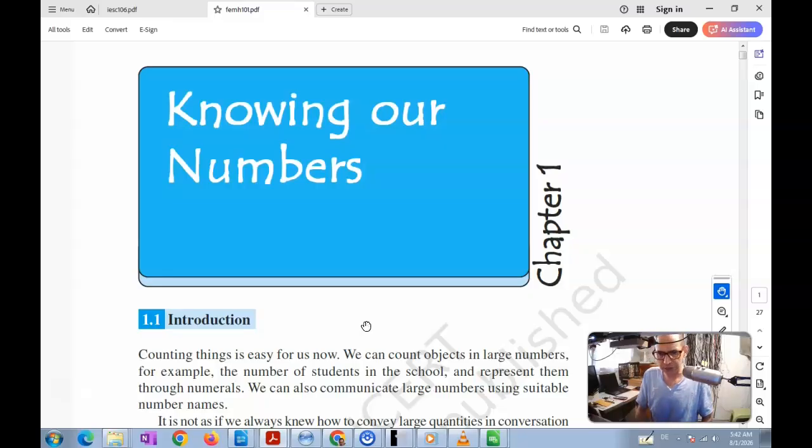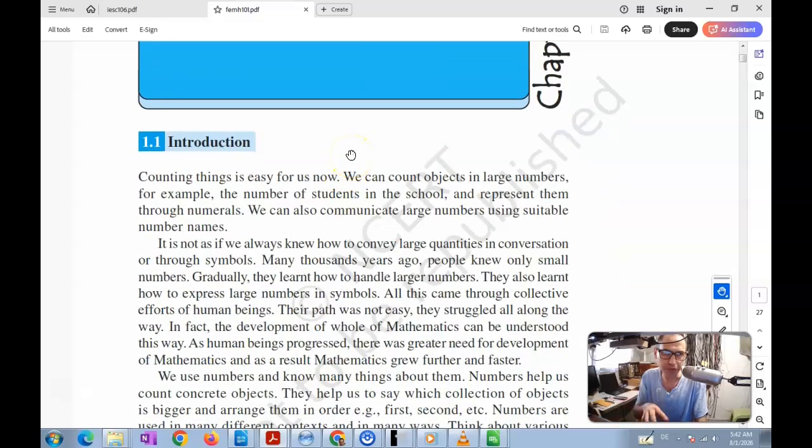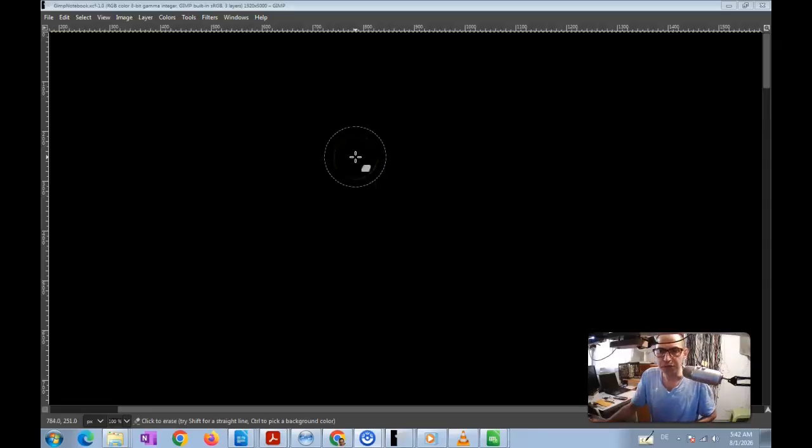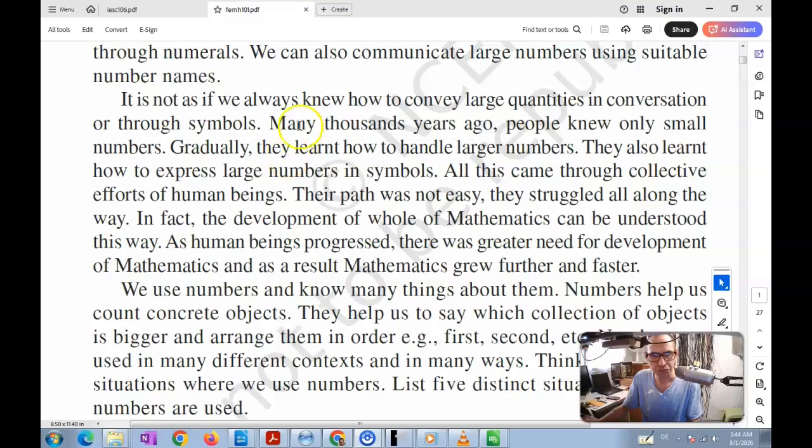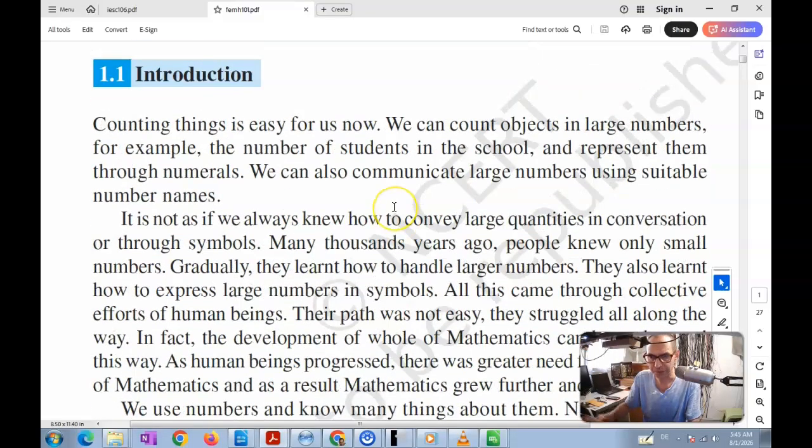Now this chapter is about numbers, knowing your numbers, and about the operations that you do on those numbers, and so on and so forth. So I hope that you're going to like this course, and so let's get started. Now what we have here is a text, so I will try to go through this text.